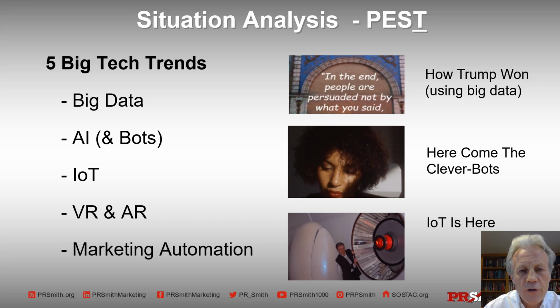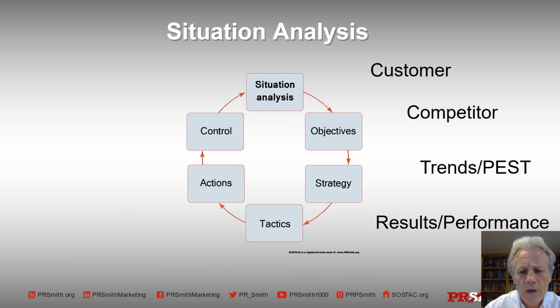And marketing automation, how do they help you help your customers better? So these can create competitive advantage by embracing these trends. And again, the blog explores these in more detail. So your situation analysis explores and opens up the customer analysis, the competitor analysis, the trends and PEST analysis, and layer in on top of that your results or performance analysis. And that will help you see if you're hitting your targets, and if not, why not? And that identifies your strengths and your weaknesses, which is part of your situation analysis.